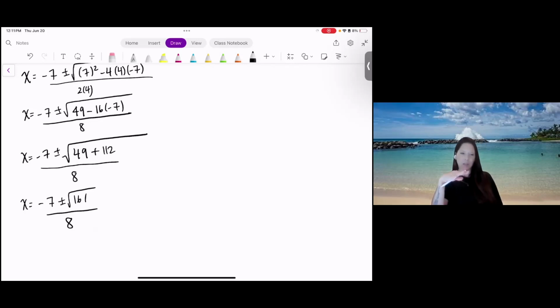Let's see, 7 goes in there twice, 13, 23. So 7 times 23, and 7's prime and 23's prime. So I can't do anything with 161. So my answer is X equals negative 7 plus or minus the square root of 161 over 8. And that's as simplified as I can go.